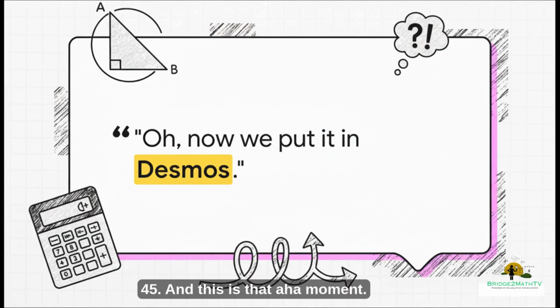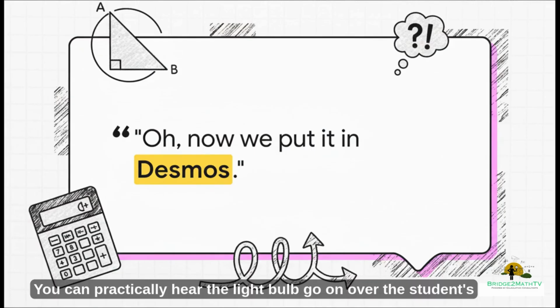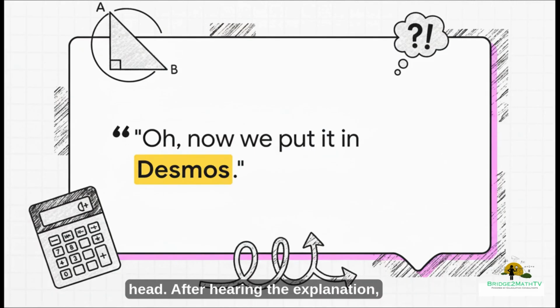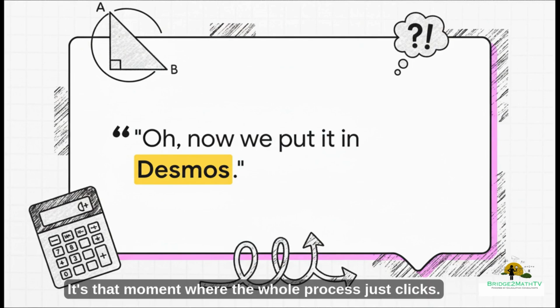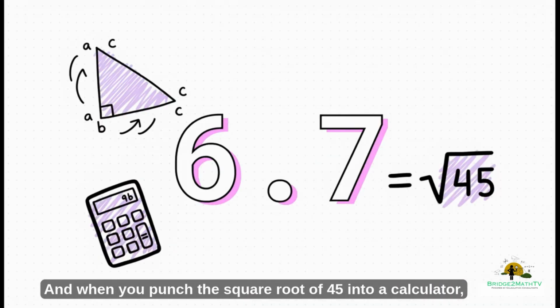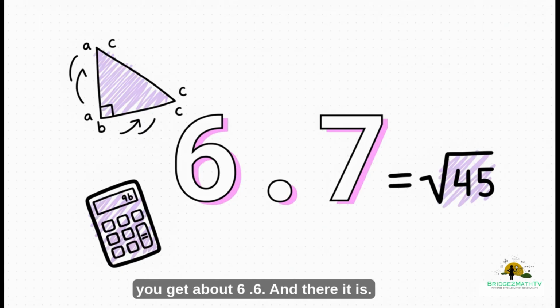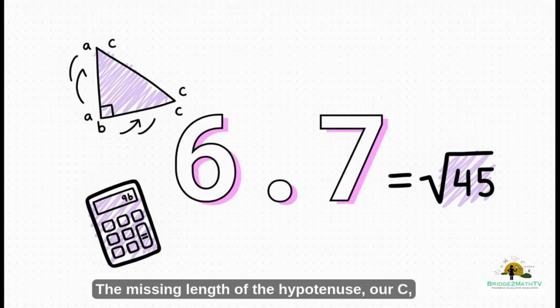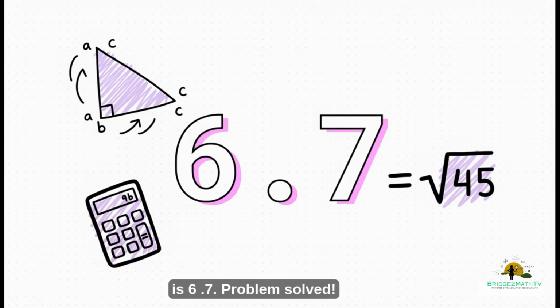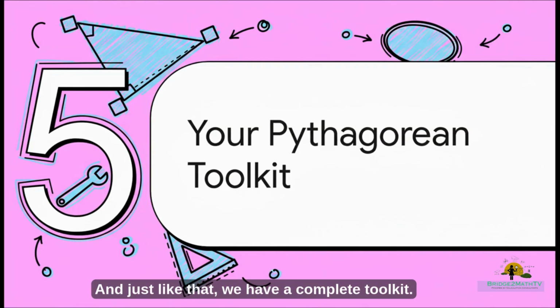And this is that aha moment. You can practically hear the light bulb go on over the student's head. After hearing the explanation, he immediately realizes the next step. He knows he just needs a calculator, like Desmos, to finish it off. It's that moment where the whole process just clicks. And when you punch the square root of 45 into a calculator, you get about 6.7. And there it is. The missing length of the hypotenuse, our C, is 6.7. Problem solved. And just like that, we have a complete toolkit.